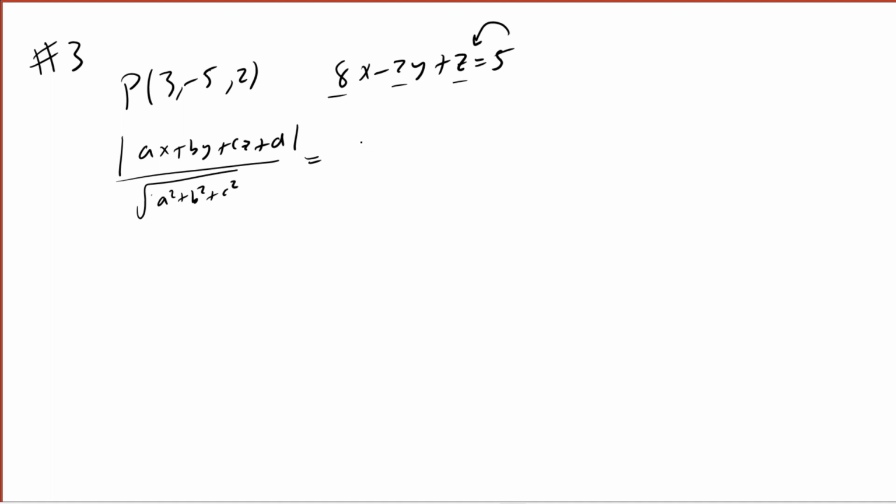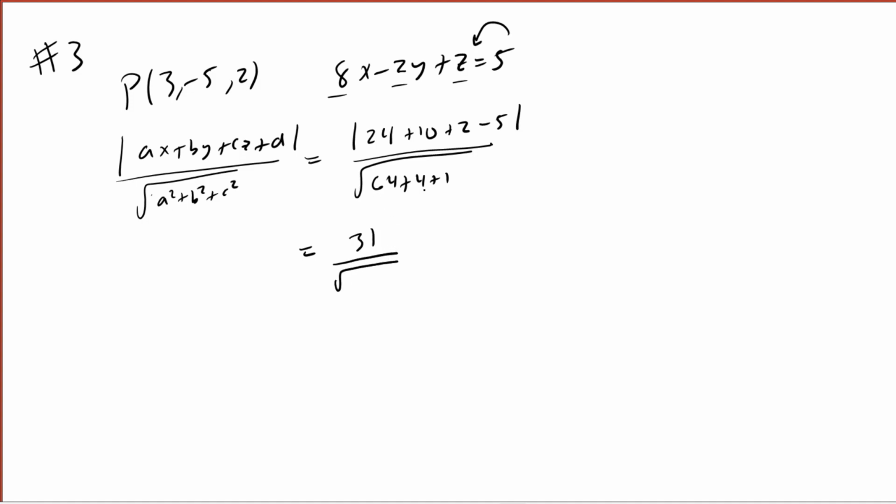Okay, so we have 8 times 3 is 24. This is minus 2 times minus 5, that's plus 10. Plus 2. Minus 5. Remember, I had to move it to the other side, so it's negative. Over square root 64 plus 4 plus 1. Okay. So that's going to be 31 over square root of 69. So if you factor out a 3, you get 23. Yeah, so that's about all you can do.